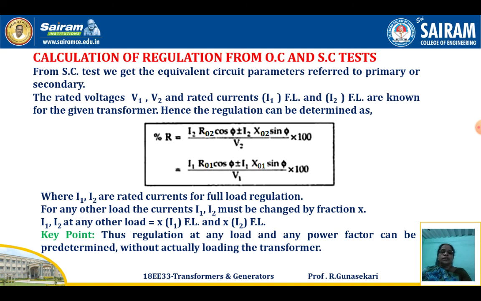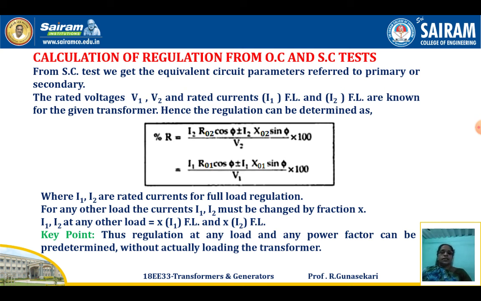Suppose all the meters are connected on the primary side, that is referred to the primary. The first formula was referred to the secondary, that is R02; R01 means referred to the primary. So therefore, percentage regulation equals I1 R01 cos φ plus or minus I1 X01 sin φ, divided by V1, into 100. In this case, the plus sign is for lagging power factor and the minus sign for leading power factor. If the power factor is unity, cos φ equals 1, so the sin φ term goes to 0. Therefore for unity power factor, the regulation formula is I2 R02 cos φ divided by V2 into 100.